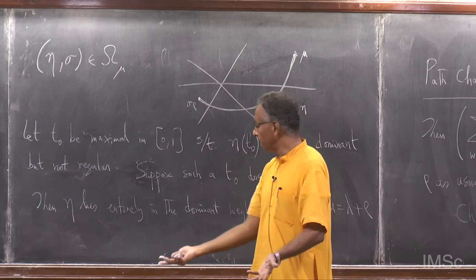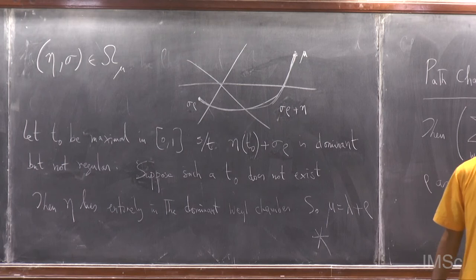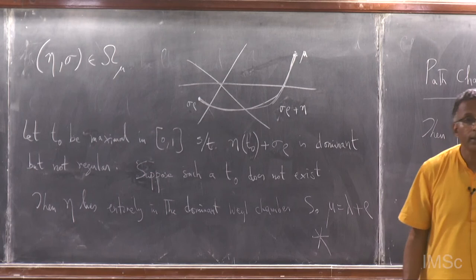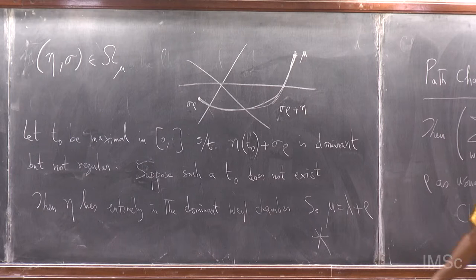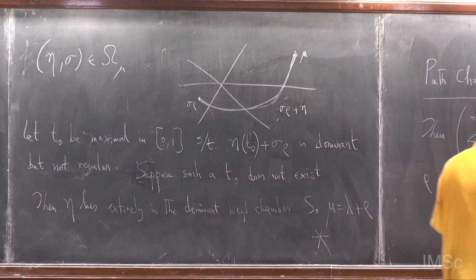That's not possible. Okay? Now let's come to the crucial part. Eta has MIP? Yes, eta has MIP, because we can even assume it's LS.